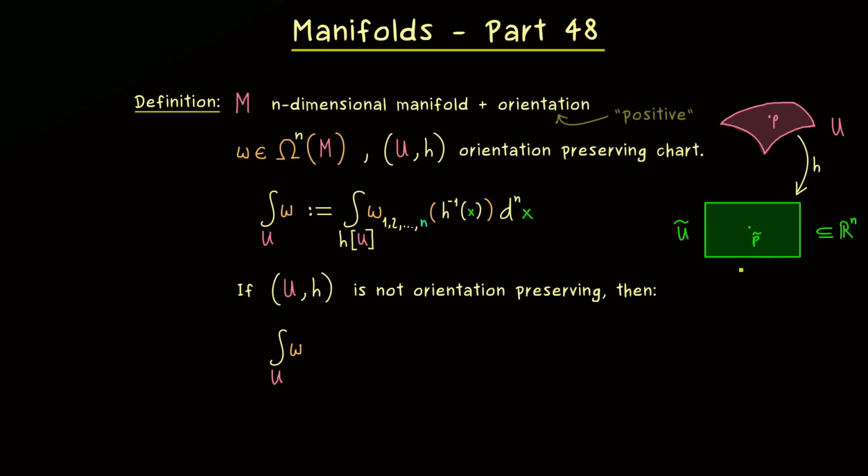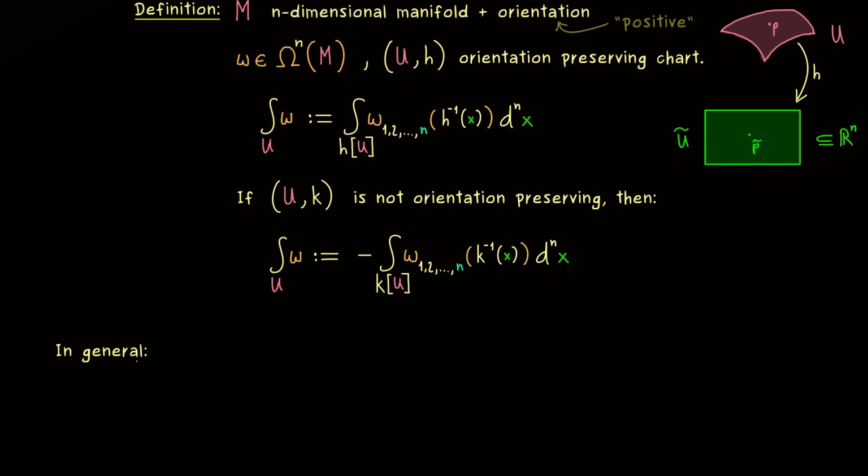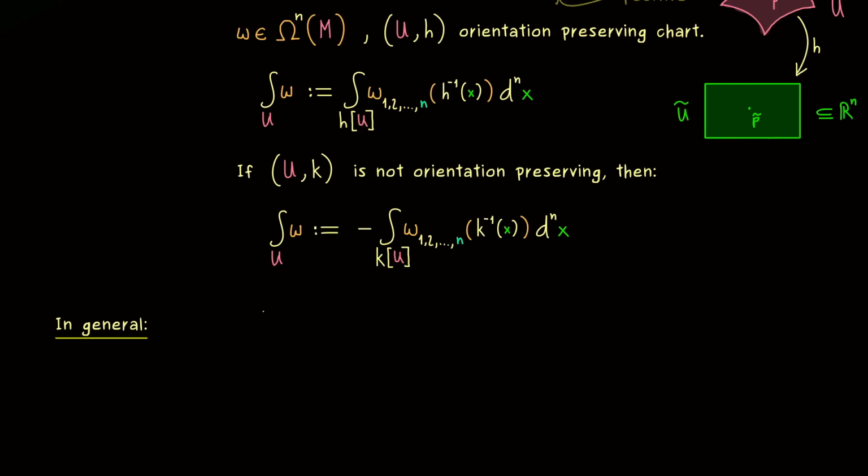This simply means that the orientation is flipped when we go from the upper level to the lower level. So maybe let's call this new chart K, which means this map sends a positive orientation from U into a negative orientation in Rn. And now, since the integral definition should be independent of the chosen chart, we have to introduce a sign in this definition. So this is really important to remember. We can extend the whole integral definition, but we just have to take care of the orientation.